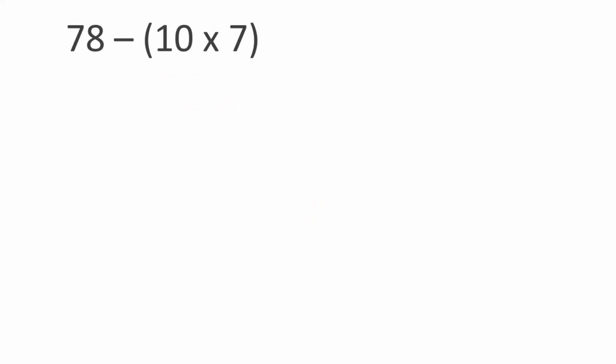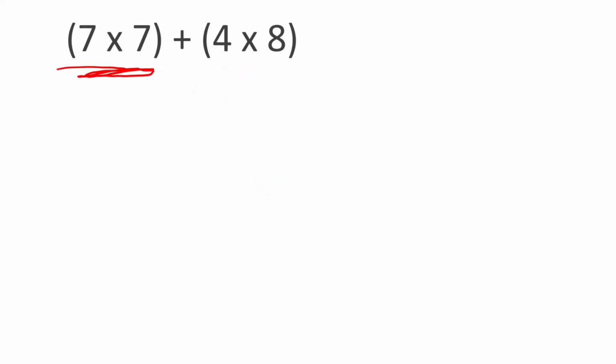78 minus 10 by 7. Well, the 10 by 7, do the brackets first. That comes out at 70. So we have 78 minus 70 for our final answer of 8. 7 7s are 49 plus 4 eighths, which are 32. So we have 49 plus 32 for our final answer of 81.